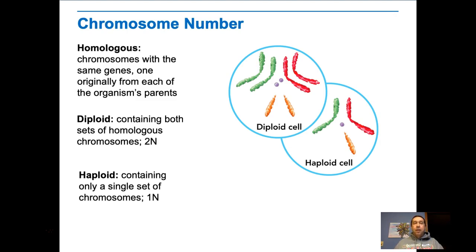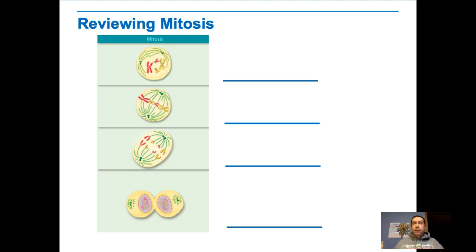Haploid are gametes, sperm and egg cells. They have only a single set of chromosomes, or 1n in number. Let's review mitosis.